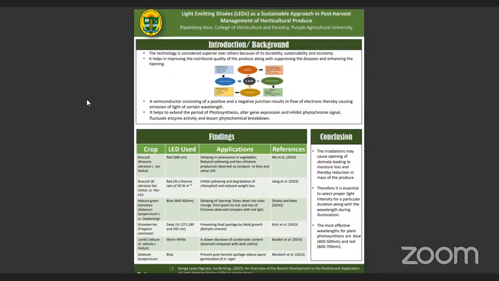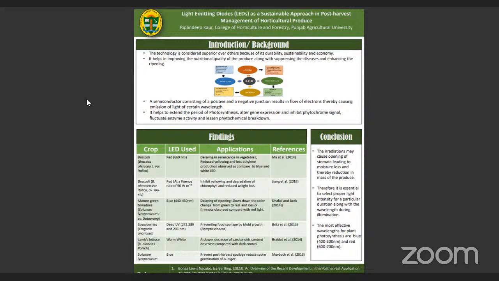Coming to the findings, on illuminating broccoli with red light at 660 nanometers, delay in senescence, reduced yellowing and less ethylene production were observed when compared with blue and white LED. And on illuminating strawberry with deep UV at 272, 289 and 293 nanometers, it helped to prevent food spoilage by mold growth.